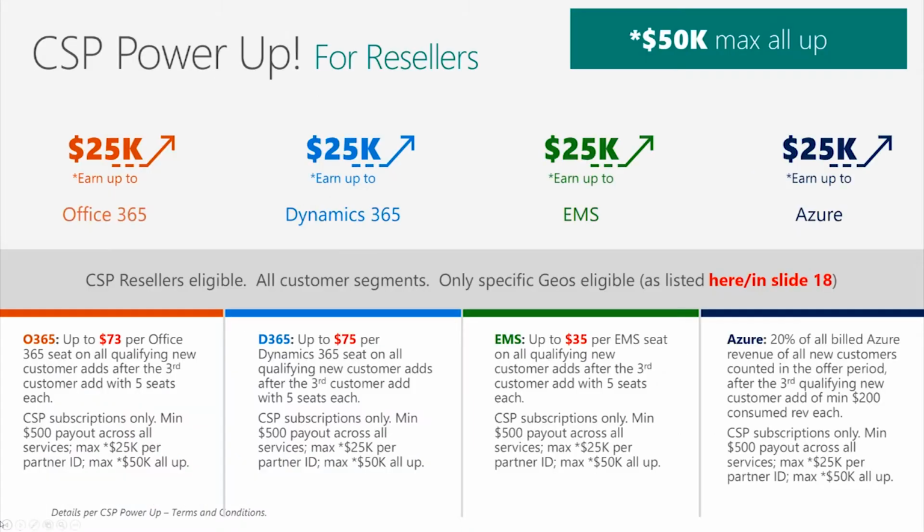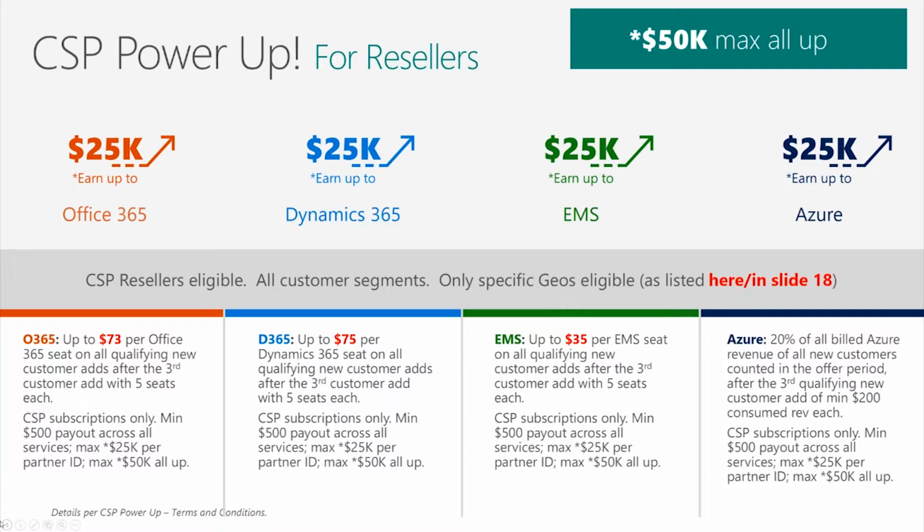So resellers can earn up to $25,000 per product. So $25,000 on 365, another 25 on Dynamics. If you do that, you won't get any more. They have it capped at $50,000 per reseller. The reason it's done in dollars is that's just the way Microsoft measure it. And then when it's being paid out, which is in October, they'll use the conversion rate or the FX rate at that time to convert it into euros.